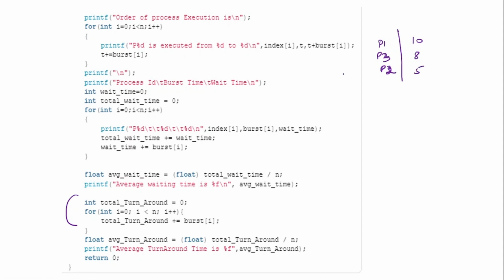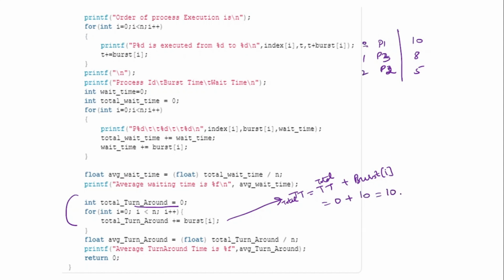Now the turnaround time, again the same formula: the total turnaround time is equal to the total turnaround time plus the burst time. Okay, so the value of total turnaround time is 0, so total turnaround time is 0 plus the burst time of the 0th process, that is 10.